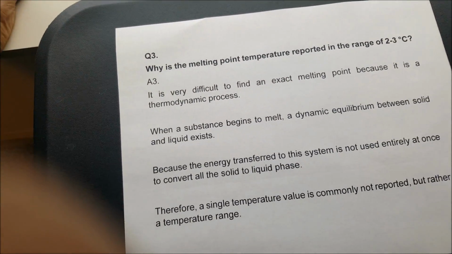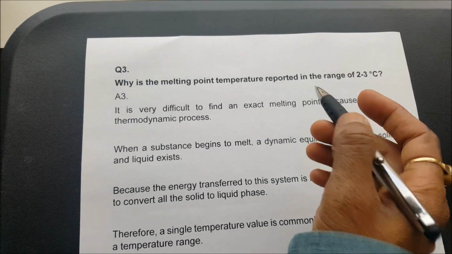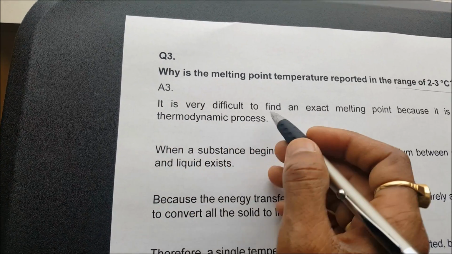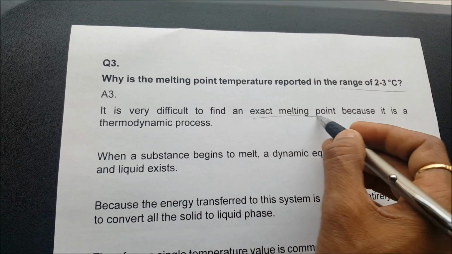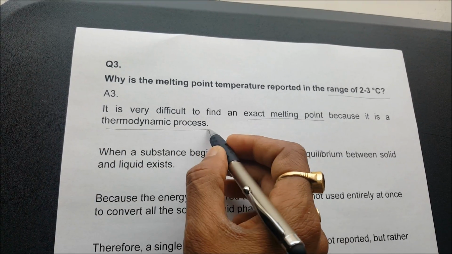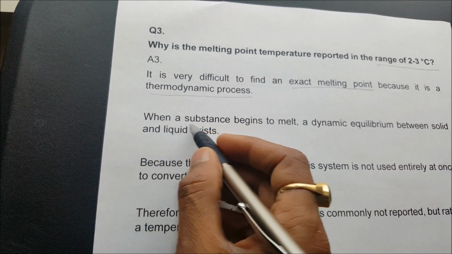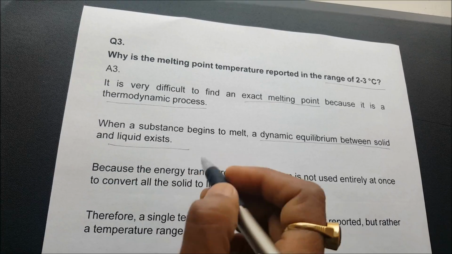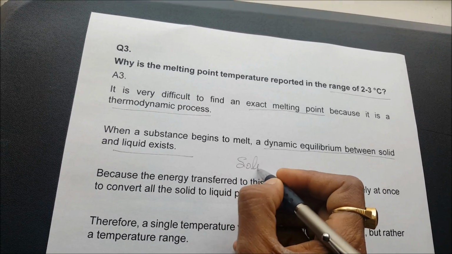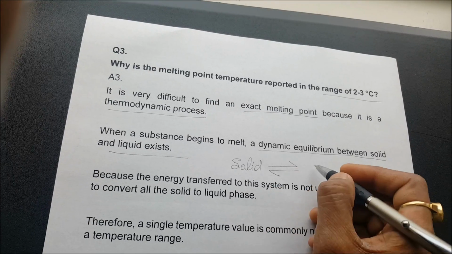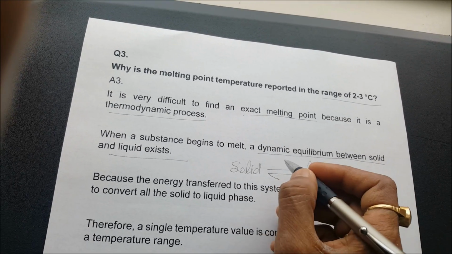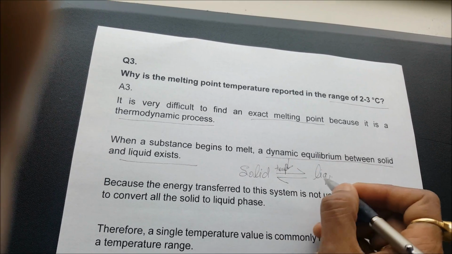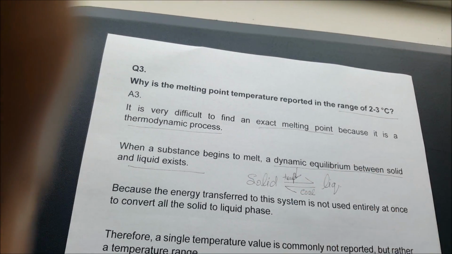Next is why we have to report the melting point temperature in a range. Usually we report the temperature in a range because it is very difficult to find the exact melting point, because it is a thermodynamic process. So what is the meaning of thermodynamic process? When a substance begins to melt, a dynamic equilibrium between the solid and liquid state exists. So solid, as we have seen on the board, and liquid, it's a dynamic equilibrium. Whenever we give temperature, it becomes liquid, and when we cool it, it becomes solid.